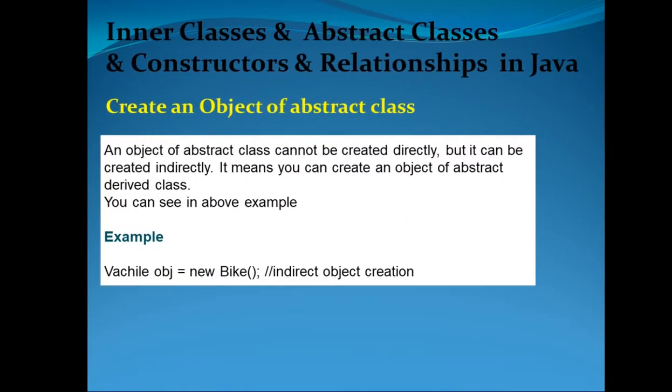Create an object of abstract class. An object of abstract class cannot be created directly. Please note this. But it can be created indirectly. It means you can create an object of the abstract derived class. You can see in the above example, Vehicle object equals new Bike, that we showed in the previous slide. You can create the object of abstract class not directly but indirectly. So in this statement you can create the indirect object of abstract class.